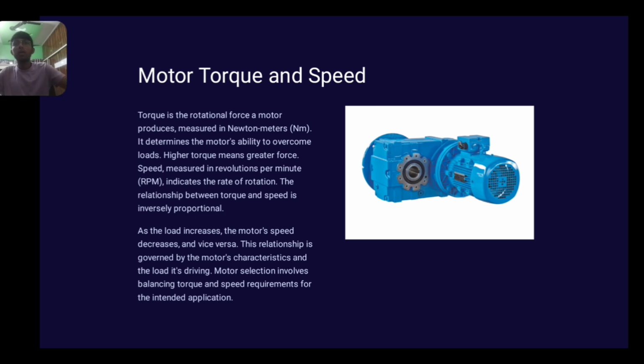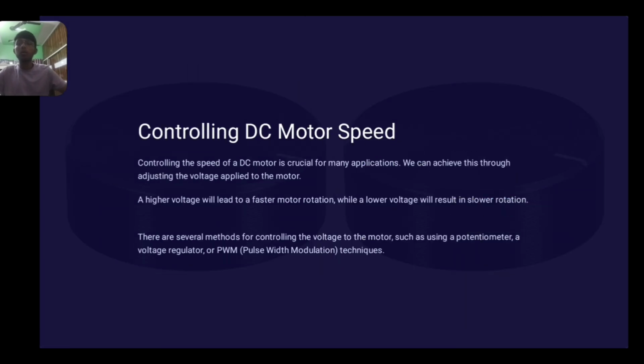Let us move on to the next topic, controlling DC motor speed. Controlling the speed of a DC motor is crucial for many applications. We can achieve this by adjusting the voltage applied to the motor. A higher voltage will lead to a faster motor rotation, while a lower voltage will result in slower rotation. There are several methods for controlling the voltage to the motor, such as using a potentiometer, a voltage regulator, or pulse width modulation techniques.